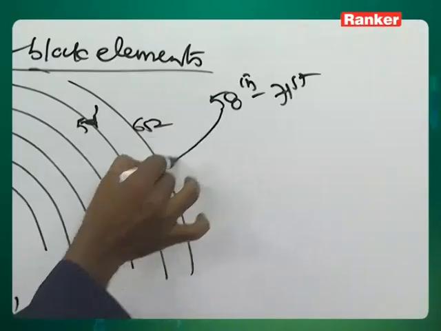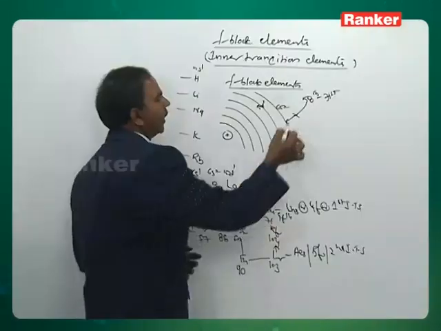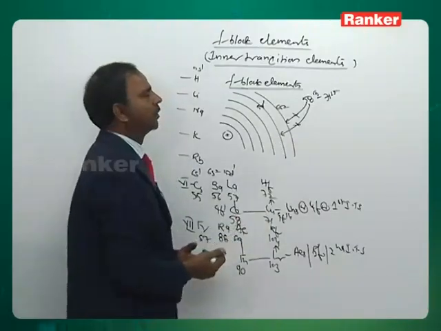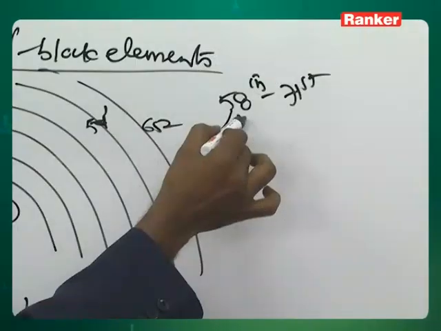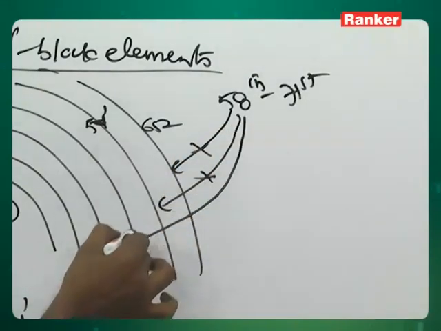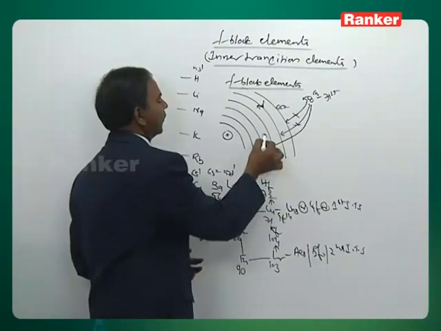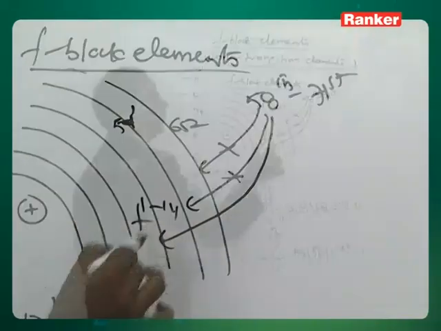These electrons are not entering into the valence shell, no. And these electrons are also not entering into d orbitals. These are entering into what? The 58th to 71st electrons are actually entering into f orbitals of the anti-penultimate shell. F orbitals of the anti-penultimate shell.